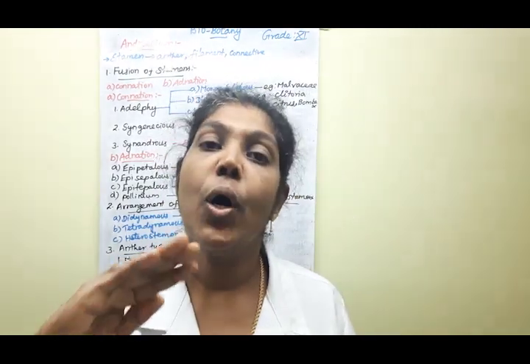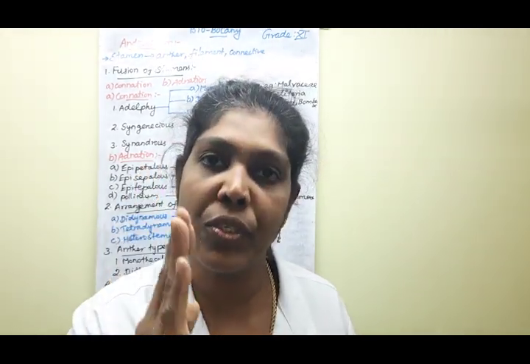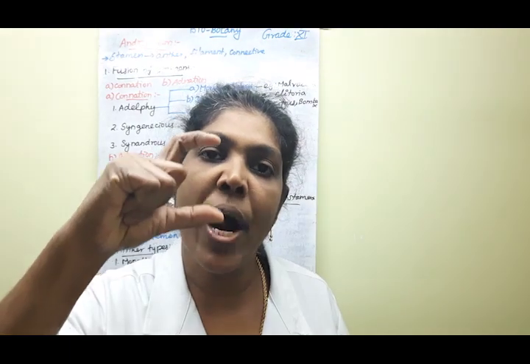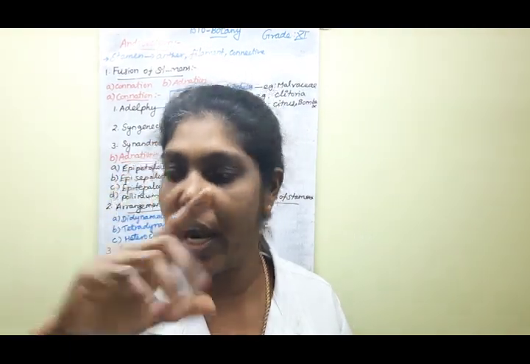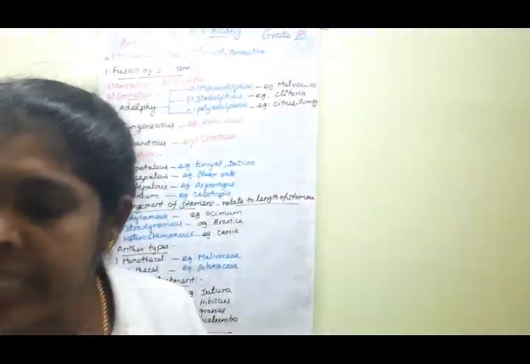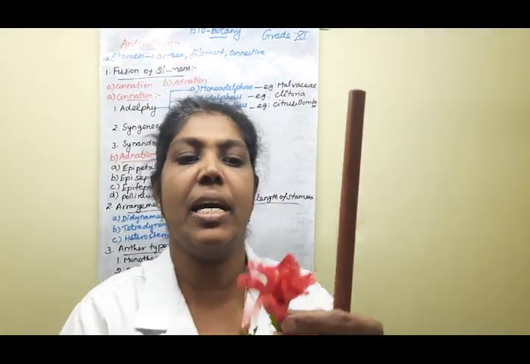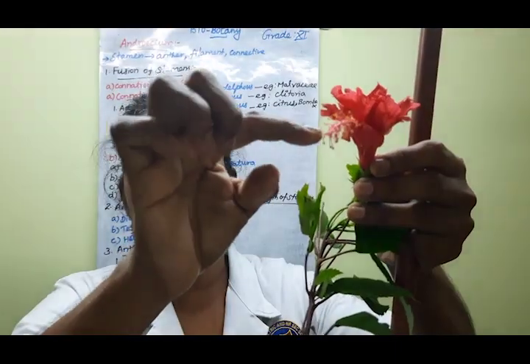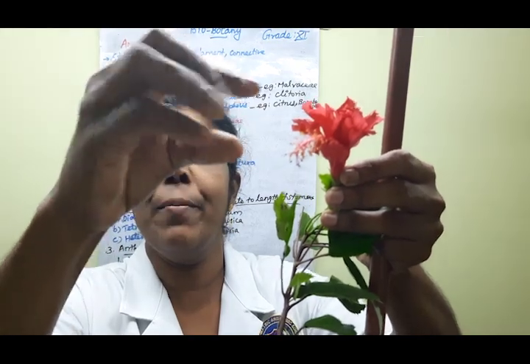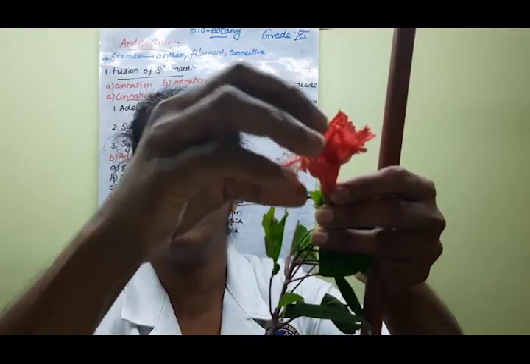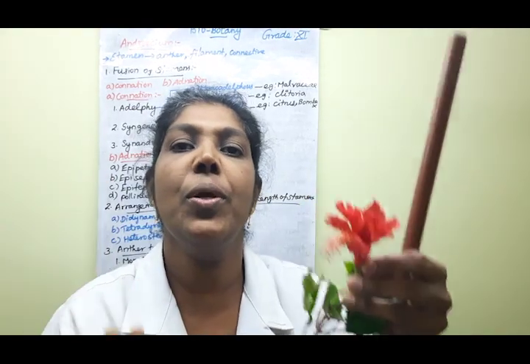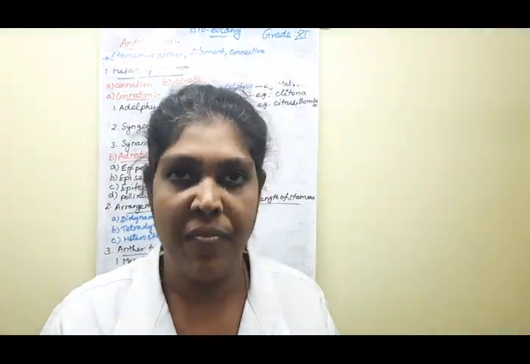Monadelphous means all the filaments are fused to form one bundle of stamens. Looking at this example, this is a hibiscus flower. All the filaments are united to form one bundle of stamens. So this is a good example for monadelphous.